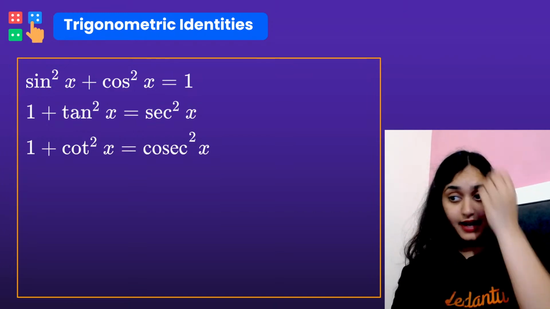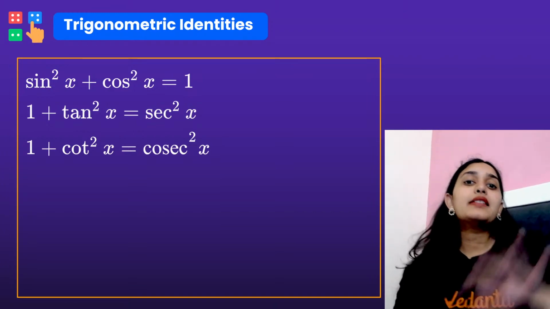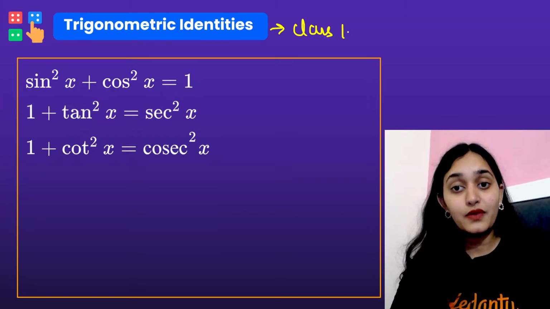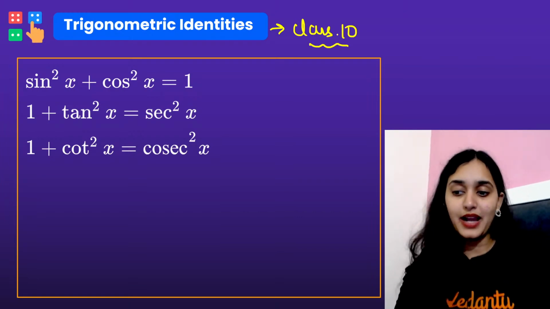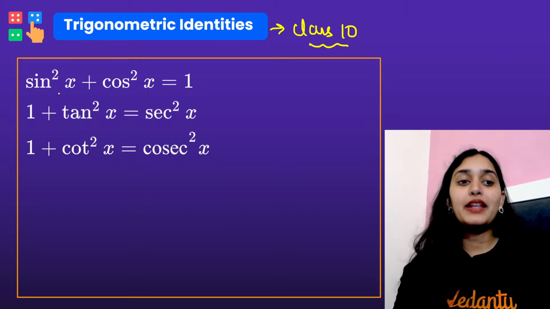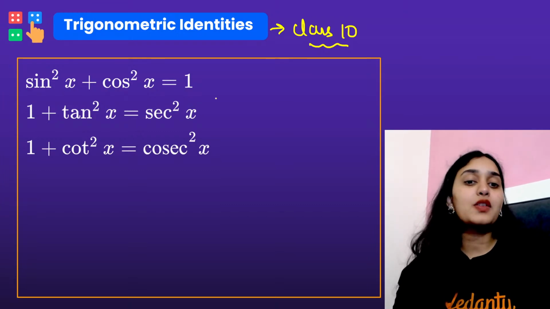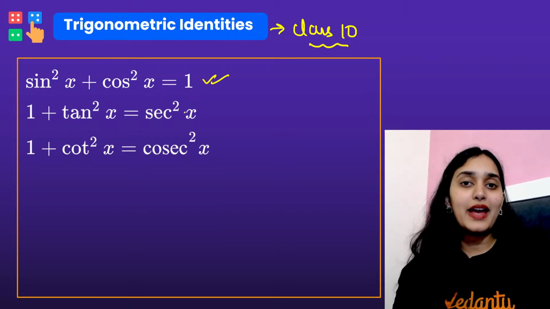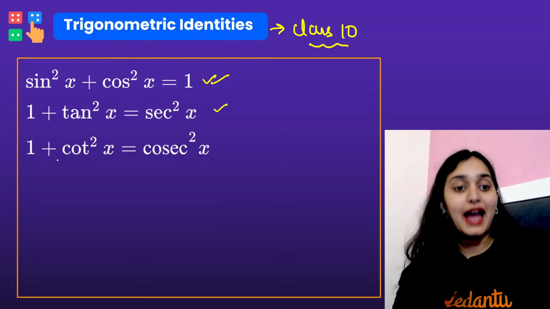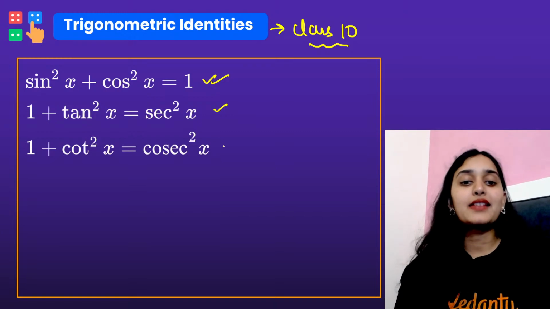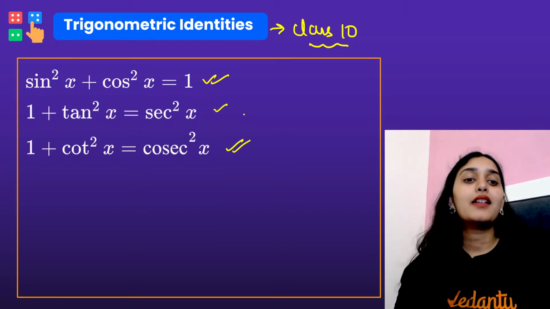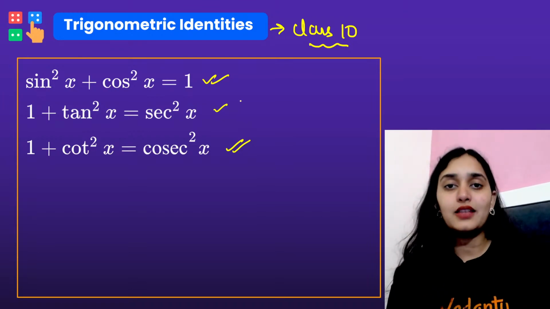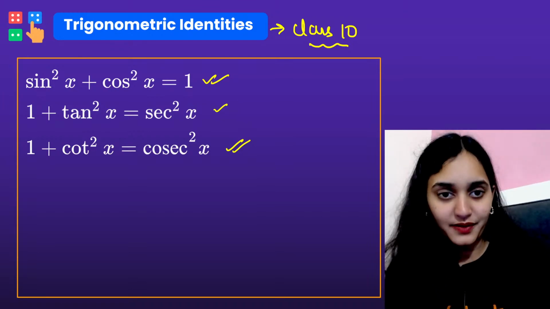Okay, it's not buffering. Now, there are some trigonometric identities which you have learned in class 10th, which we will be using in this chapter as well. Number 1, sine square x plus cos square x is always 1. 1 plus tan square x is secant square x, and 1 plus cot square x is cosec square x. Okay, these are the three rules which we have already learned in class 10. We will also be using them in this chapter.